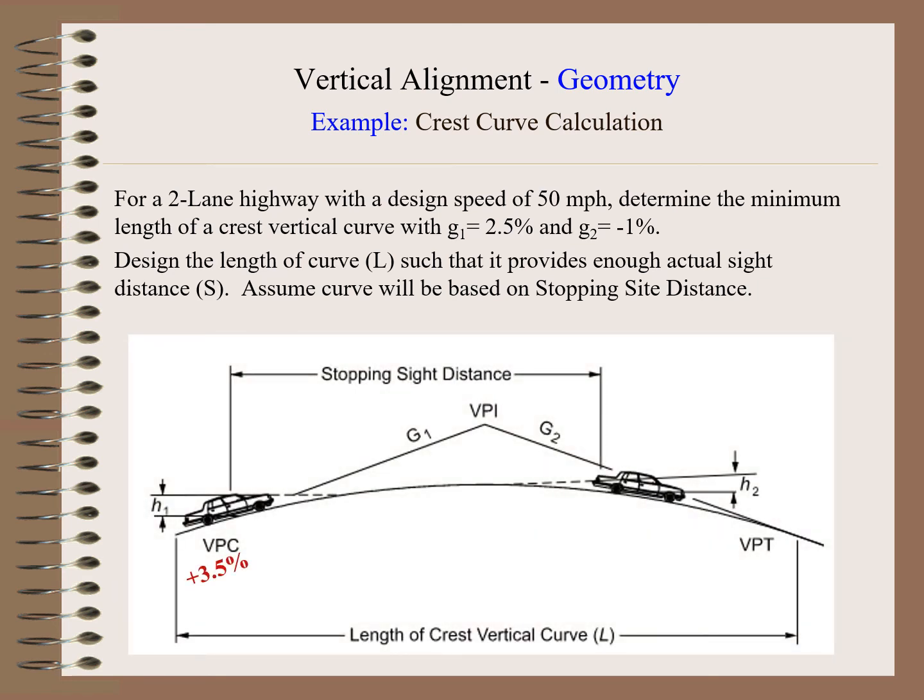So here's our grade 1 going in at the beginning of the vertical curve, and negative 1 going out of the curve. In this case, we have a crest curve.